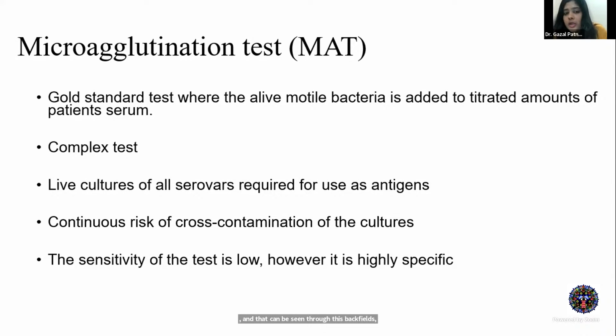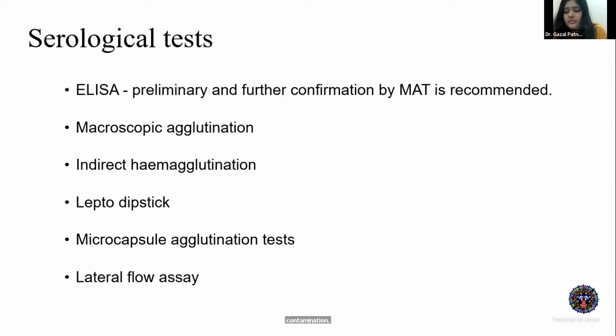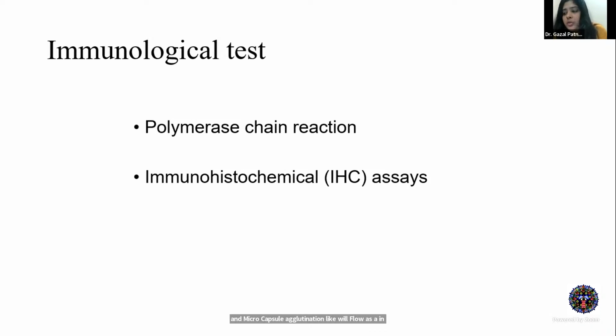The microagglutination test is a very complex test to control, perform, and interpret. Other drawbacks are a continuous risk of contamination. IgM ELISA is more readily available and should be considered preliminary, and further confirmation by MAT is recommended. Other serological tests available are macroscopic agglutination, indirect hemagglutination, and lateral flow assay. In addition to the above serological tests, PCR and immunohistochemistry also help in the diagnosis.